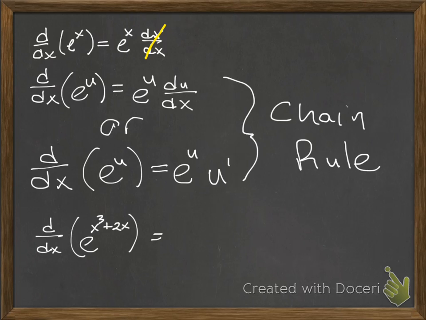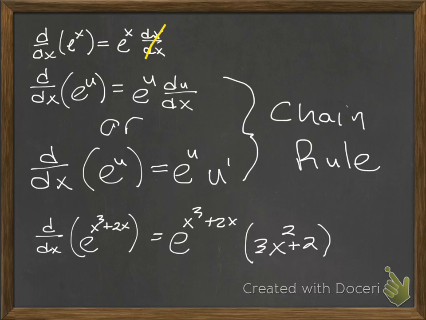Let's do an actual function instead of u. Let's call it x cubed plus 2x. That's our function, the inside of the e exponential function. The derivative, you start with rewriting it. That's the coolest thing about the derivative of e to something. You rewrite the e to the something. Then you multiply by the derivative of that exponent right next to it. So 3x squared plus 2, and that's it. Done. That's the derivative of e to any function.